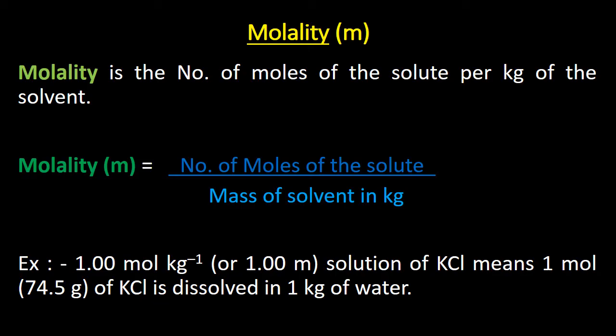Let us know what you mean by molality, denoted by small m. Molality is the number of moles of the solute per kg of the solvent. Molality is expressed by the equation: molality is equal to number of moles of the solute divided by mass of the solvent in kg. For example, 1 mole per kg or 1 molal solution of KCl means 1 mole, that is 74.5 gram of KCl, is dissolved in 1 kg of water.